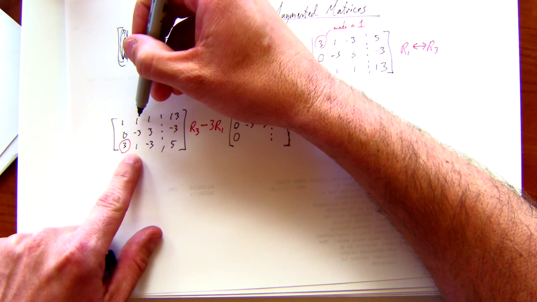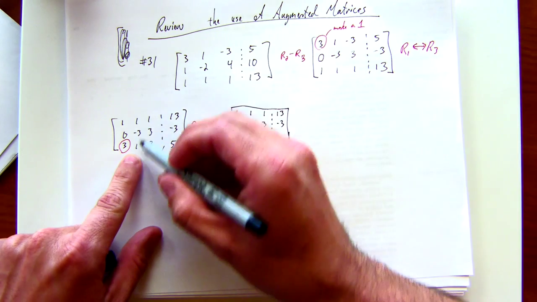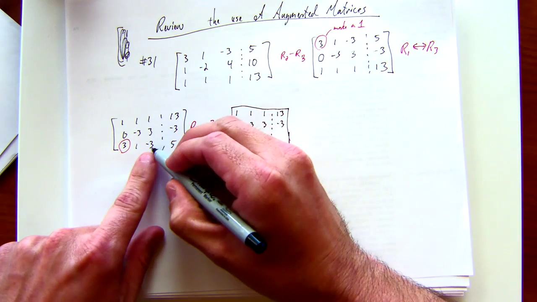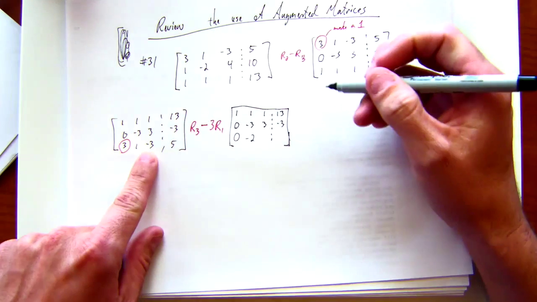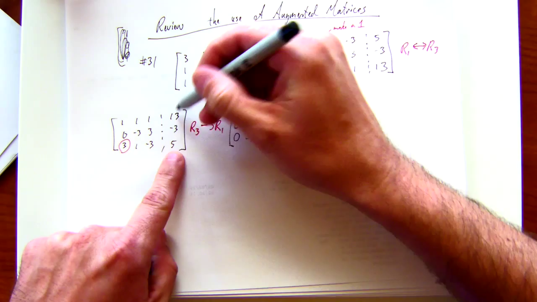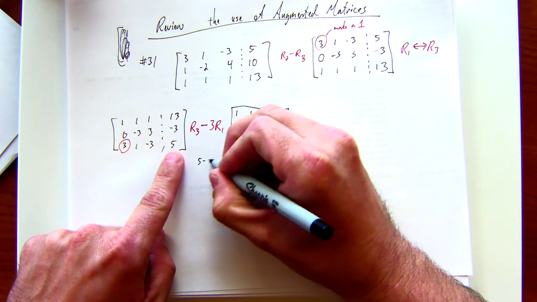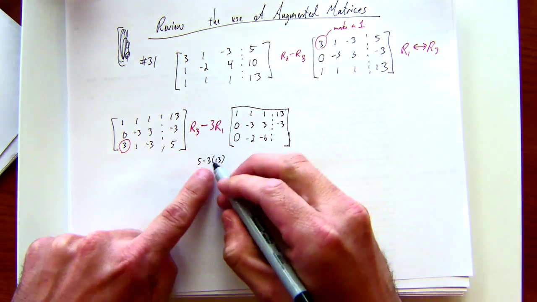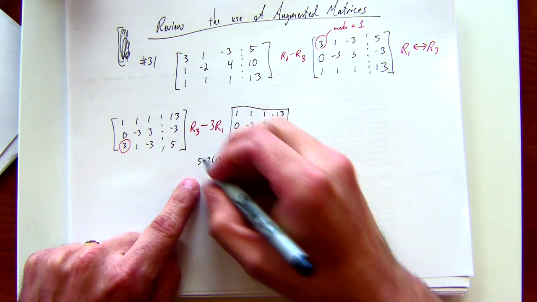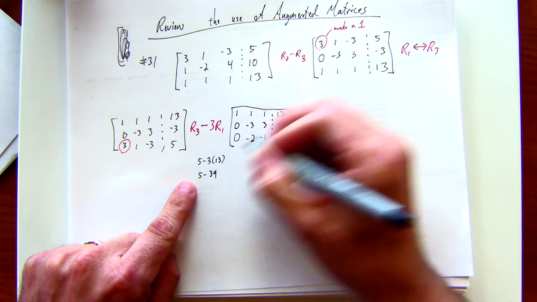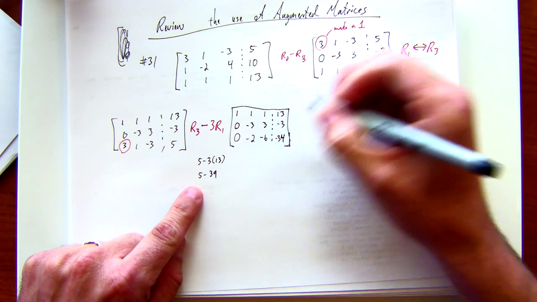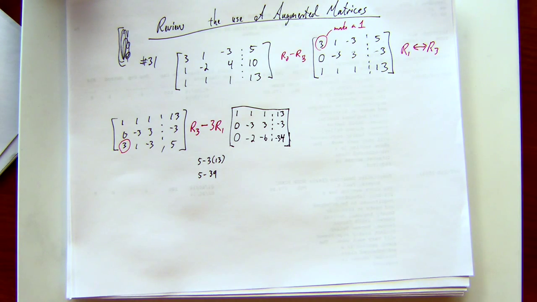Well, what's 3 times 1? 3. So I have 1 minus 3 is negative 2. A negative 3 minus 3 is negative 6. And then a 5 minus, now if you want to, you could write it like this: 5 minus 3 times 13. That's in this column. So what is 3 times 13? 39. 5 minus 39 is negative 34. Everybody okay?